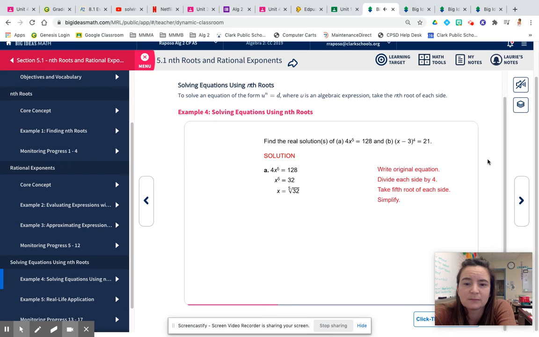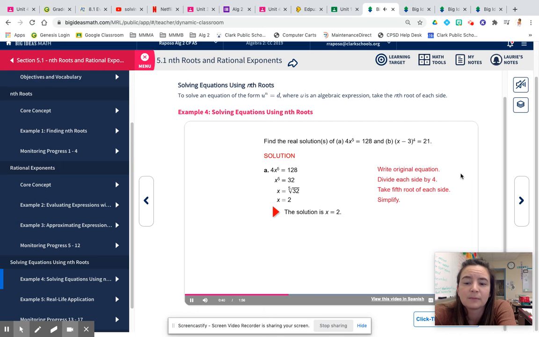Simplify. The fifth root of 32 is 2. The solution is x equals 2. And I'm just going to pause there. We are allowed to write just 2 because it's an odd root. So it's either positive or negative. We don't have to do the whole plus minus thing.